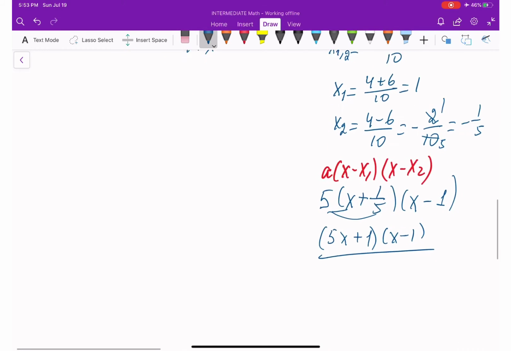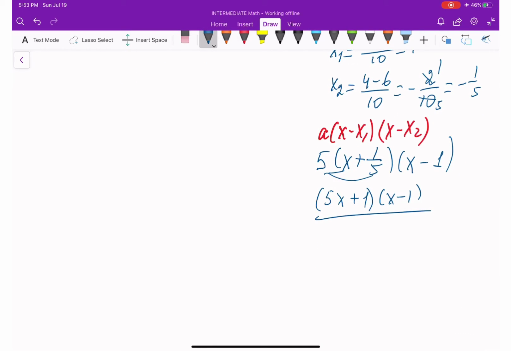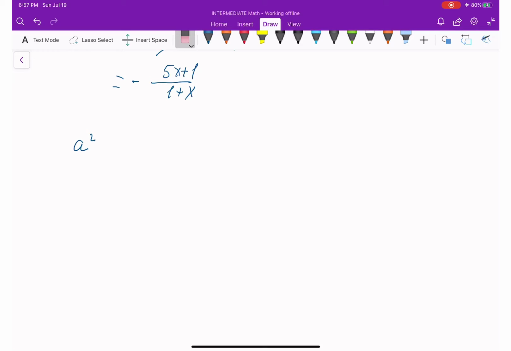Next one, a squared plus 4ab minus 5b squared over 7a squared plus 34ab minus 5b squared. Okay, let's see.